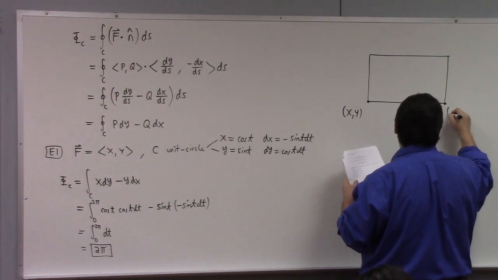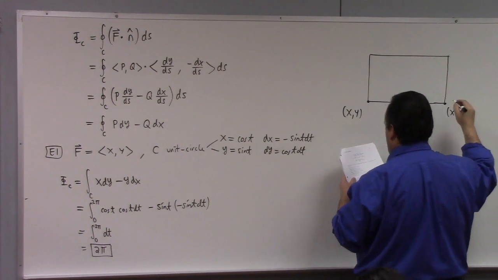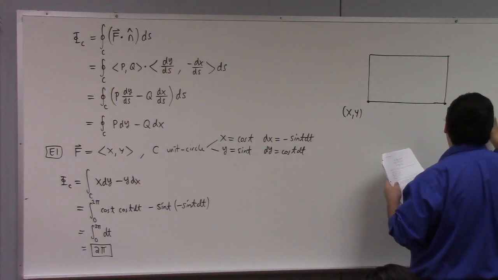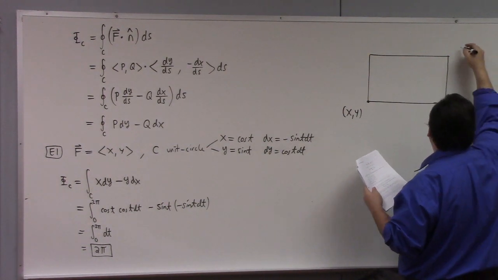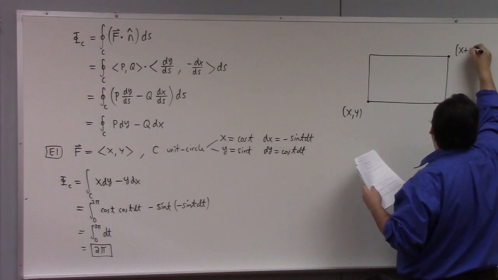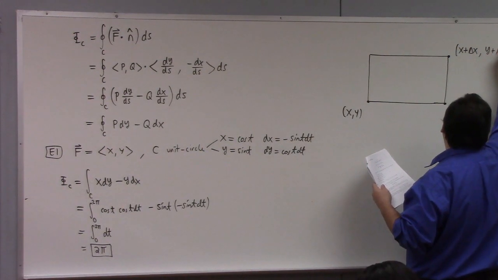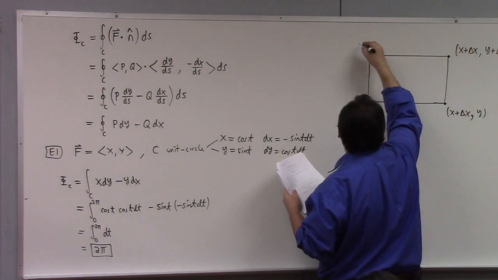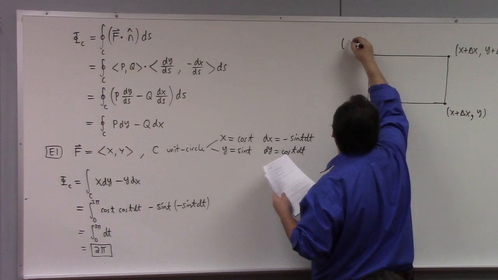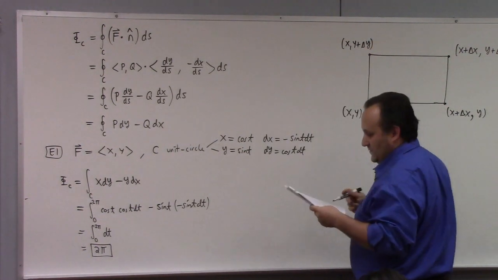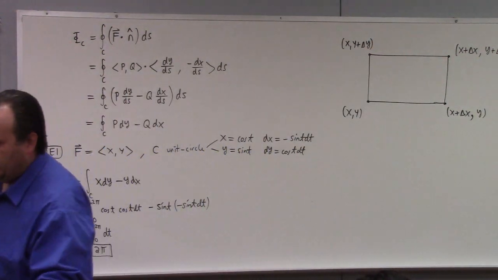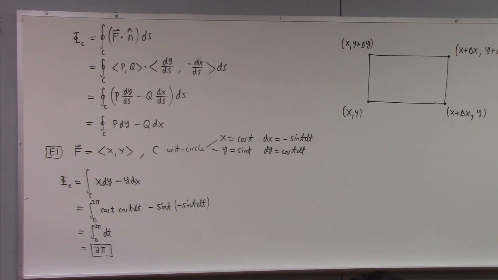Over here, I've got x plus delta x comma y. So I'm just labeling the corners, okay? So we're going to base the rectangle at x y, and then we go delta x over and delta y up, okay? So here you've got x plus delta x, y plus delta y, and this guy up here, of course, would be x comma y plus delta y, all right? And I'm trying to figure out what is the flux of the vector field P Q through this rectangle?